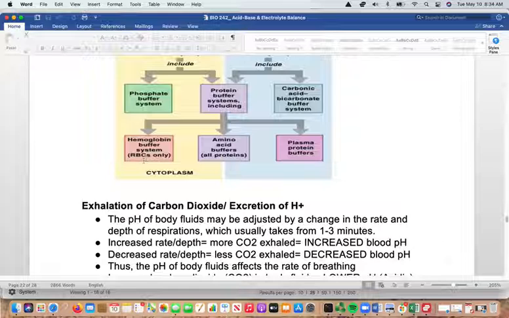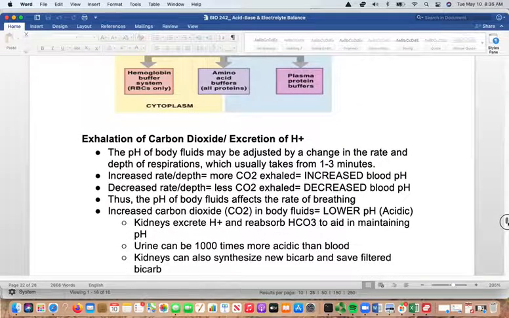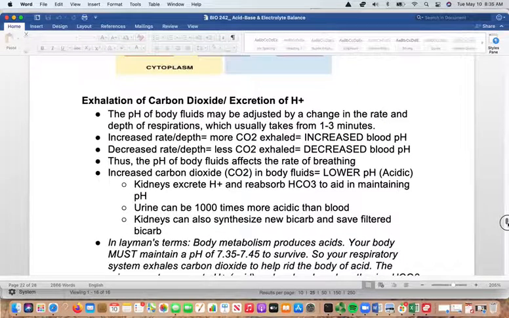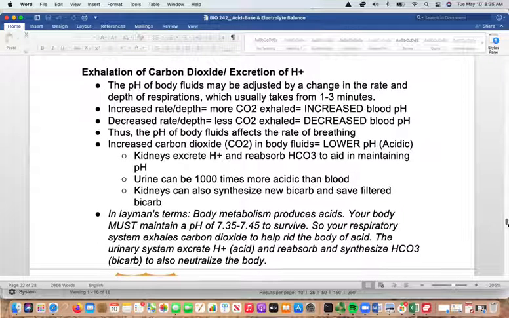So you have the hemoglobin buffer system in the red blood cells, the amino acid buffers, and then the plasma protein buffers. So exhaling carbon dioxide and excreting a hydrogen ion is important. The pH of the body fluids can be adjusted by a change in the rate and the depth of respiration. That usually takes about 1 to 3 minutes to occur.